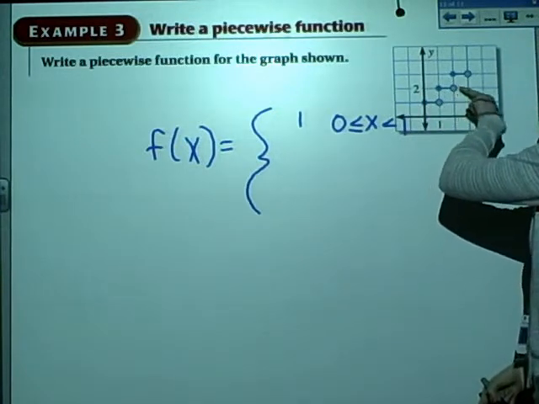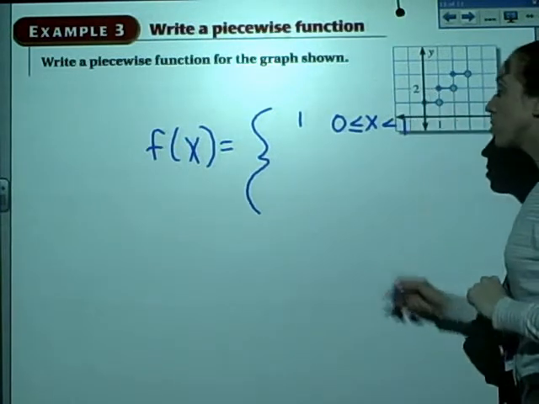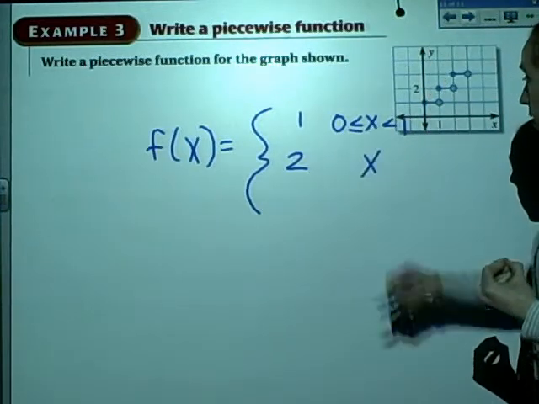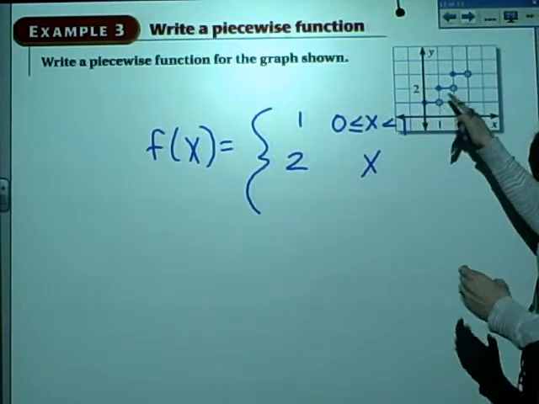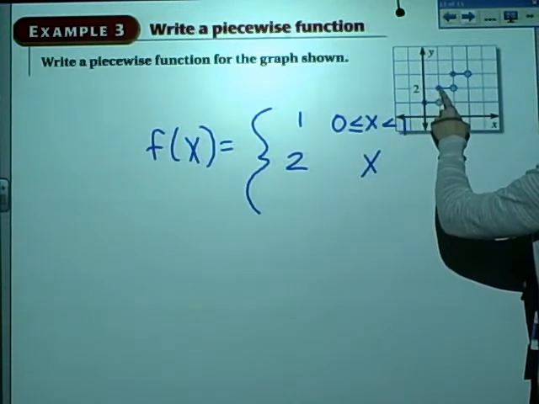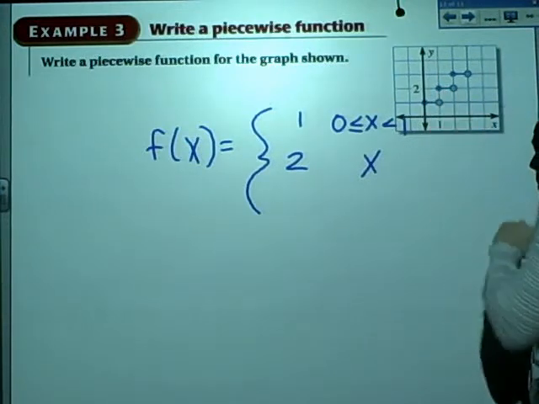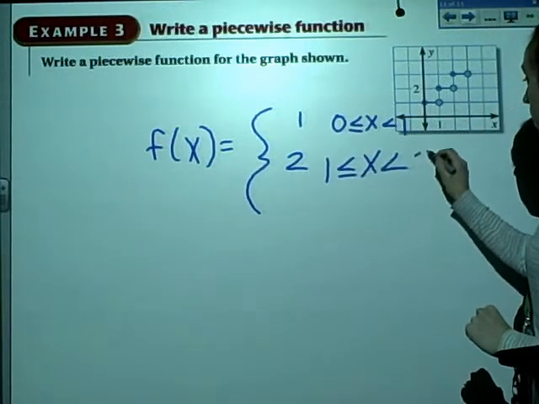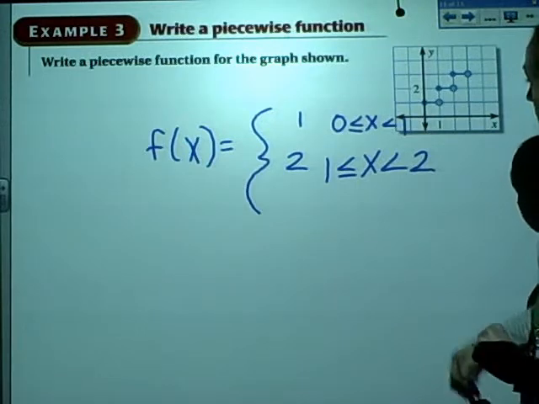Now let's look at the second one. Okay, again, horizontal line at y equals 2. But some specific x values. It looks like here the x values are allowed to be bigger than or equal to 1 and less than 2. Are you guys seeing a pattern yet?